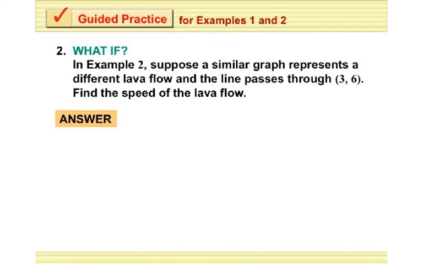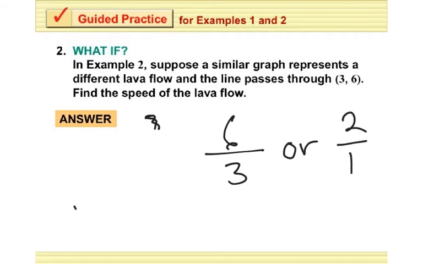So our rise is still 6 over 3, or 2 over 1, which is 2 meters per second.